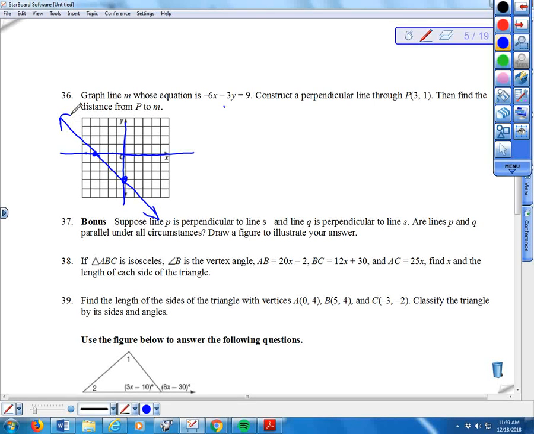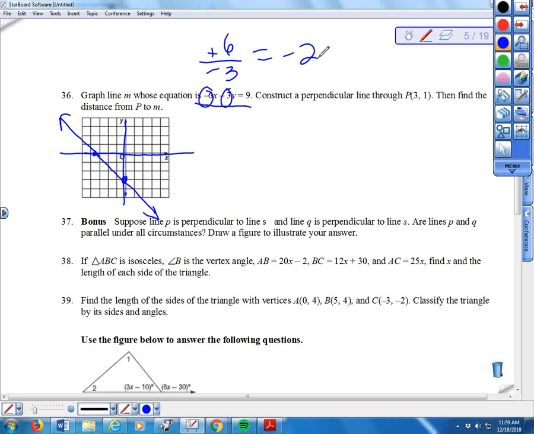Okay, what's the slope of this line? How can I figure that out without putting it into slope-intercept form? There's a quick way to do it. When it's in standard form, what's the equation? Good. Negative a over b. This is a, this is b. Negative a, negative of a negative 6 is positive 6 over b. So my slope should be negative 2.